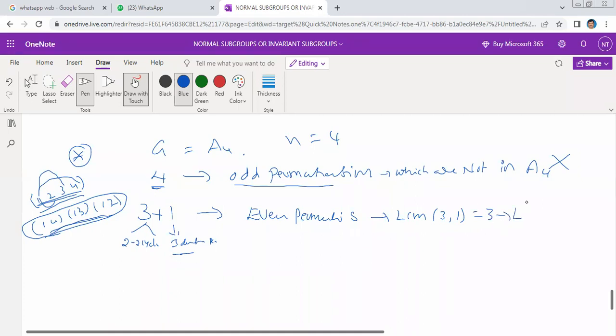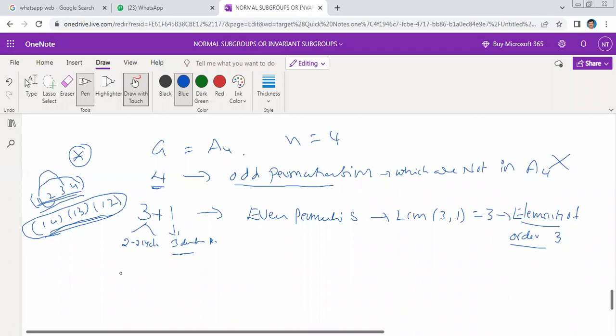Elements of even permutation. Elements of order 3 are possible. Elements of order 4 are not possible here because they give odd permutations.